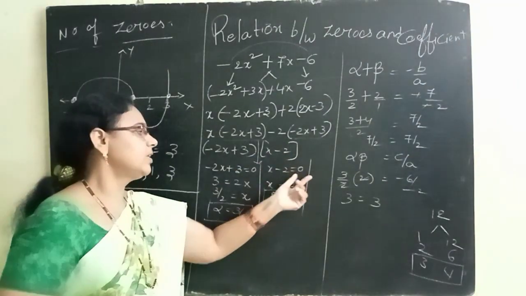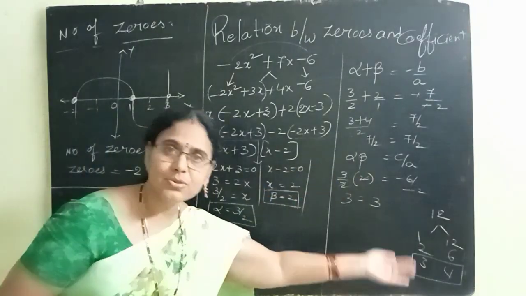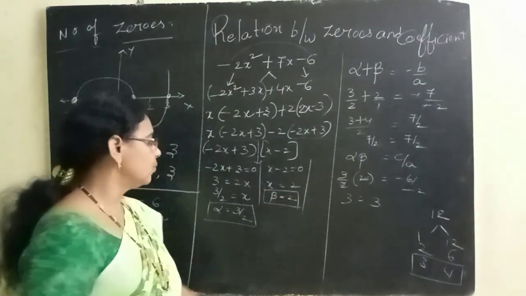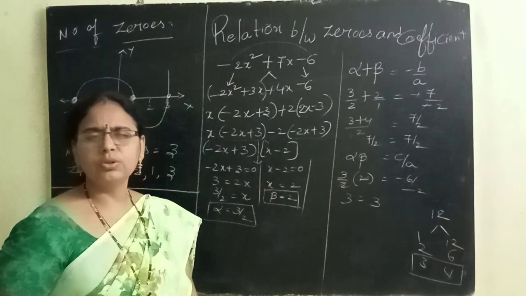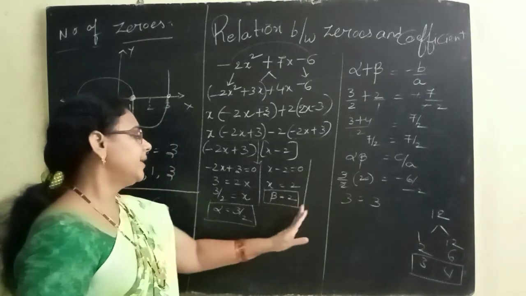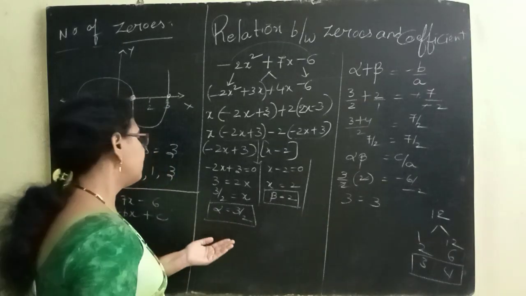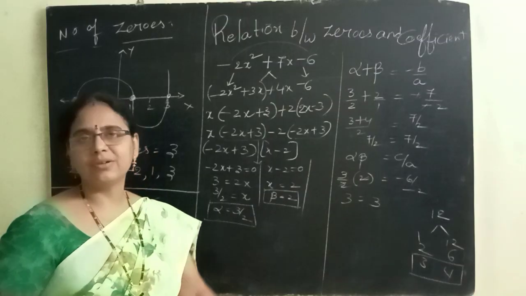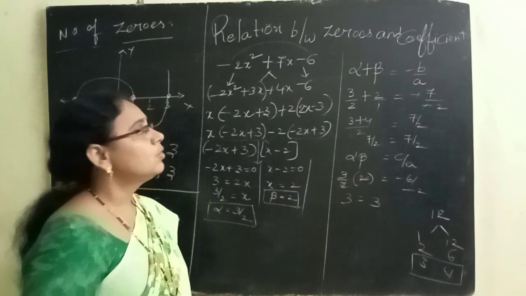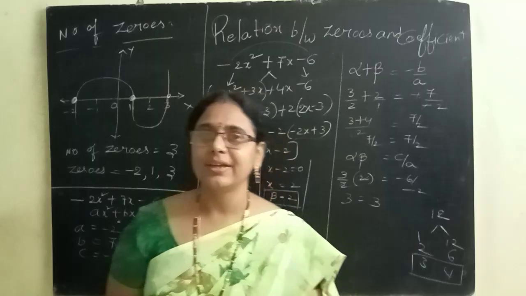Second bracket equal to 0. Negative 2, transpose to the opposite side. Positive 2. So x is equal to 2. You got the other zero. Beta is equal to 2. So you got 2 zeros. First one is 3 by 2. Second one is 2. Now you have to verify.